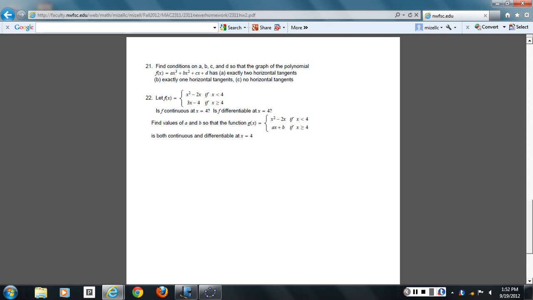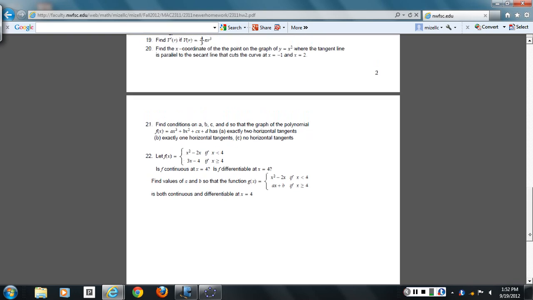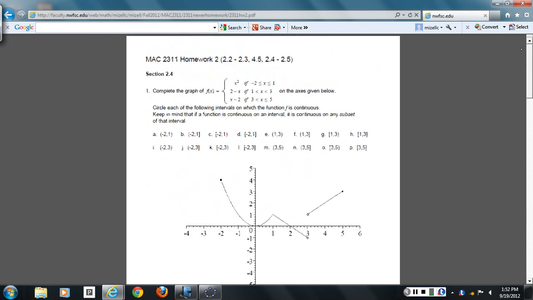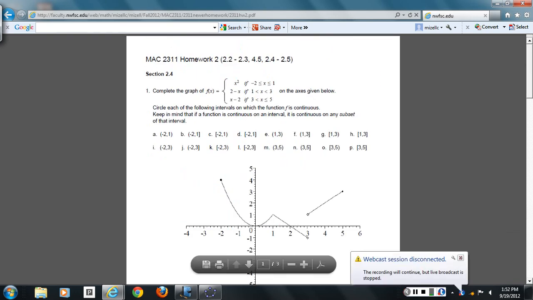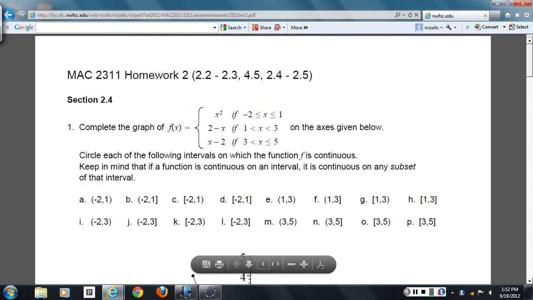So let's look at the review. There'll be more to be said about rectilinear motion in the future, but let's look and see specifically what you should pay attention to as you prepare for the test, and what you might not need to pay attention to. I think section 2.4, problem number 1, about where is a function continuous.